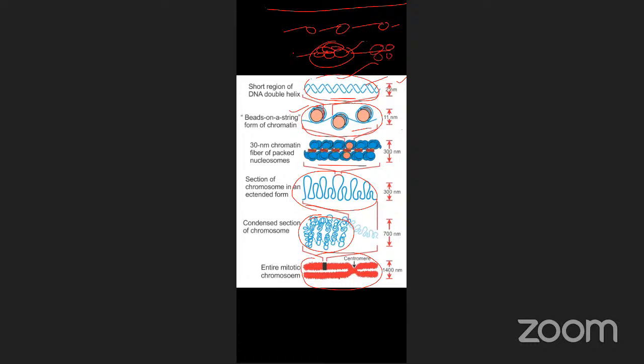Next, this solenoid shows the foldings. That means it is highly reduced like this. So the increasing of foldings results in a decrease, that means lengthwise decrease, thickness increase. Here 2 nanometer thick, 11 nanometer thick, 300 nanometer. Actually, this is not 300 nanometer, it is 30 nanometer. Sorry, this is mistakenly written; it is 30 nanometer.